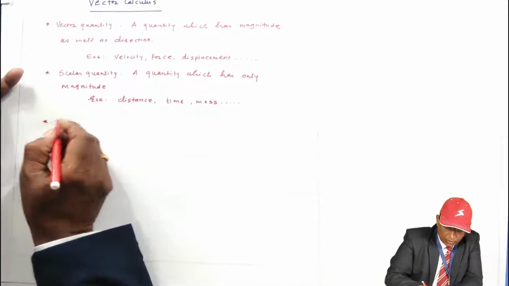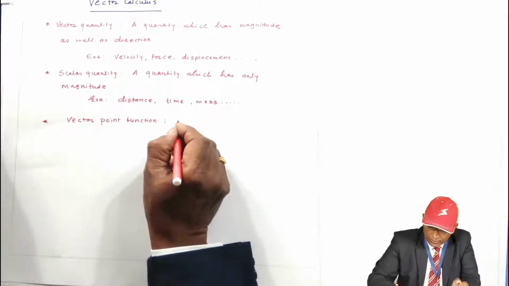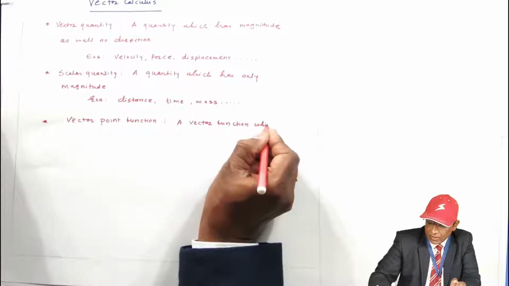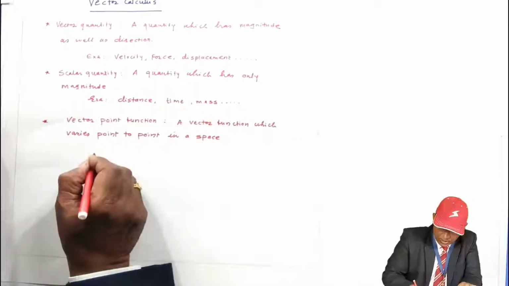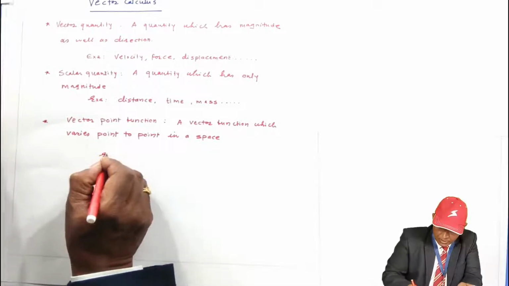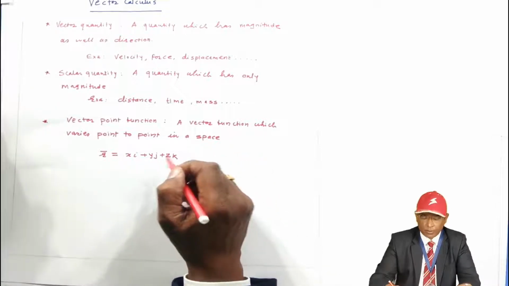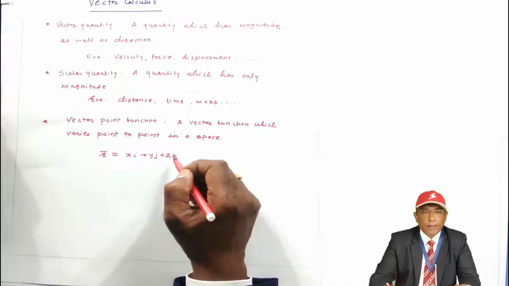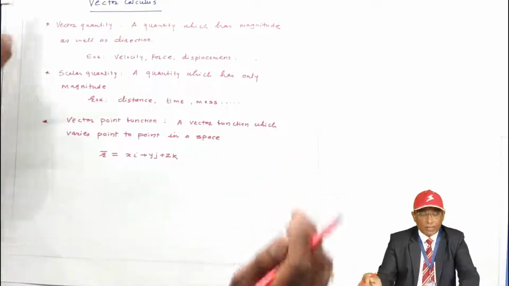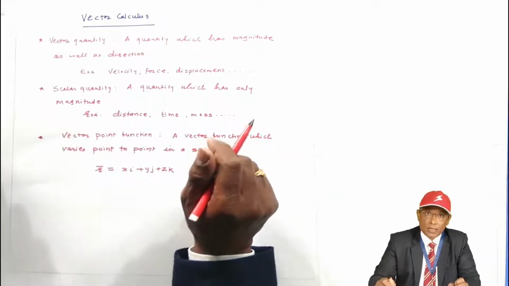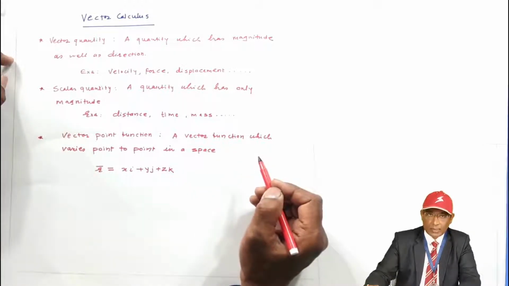Now, we are talking about the vector point function. What is a vector point function? A vector function which varies point to point in a space is called a vector point function. See, I am writing here, this r bar is a radius vector, xi plus yj plus zk, the vector function, because here i, j, k are the unit vectors along the x-axis, y-axis and z-axis. This is the vector function. But is it a point function? Yes, because this vector varies point to point.